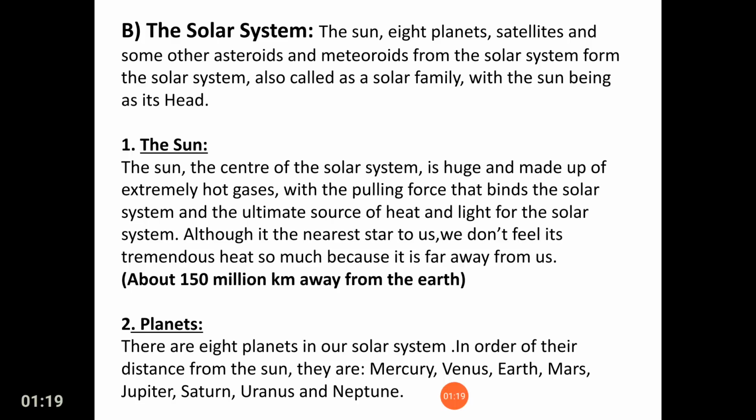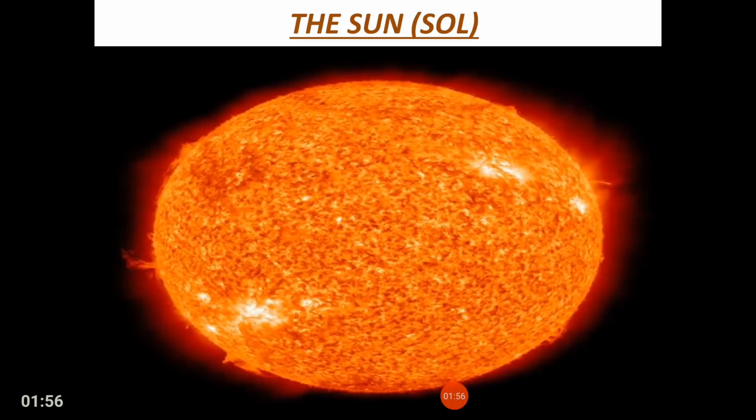Okay, and that too, approximately in the summer season, the temperature rises up to a max of 40 to 45 degrees Celsius. Okay, the next topic we have is planets. There are a total of 8 planets in the solar system. In order of their distance from the Sun, they are Mercury, Venus, Earth, Mars, Jupiter, Saturn, Uranus and Neptune. This is the sequence of the planets from the Sun as per distance.